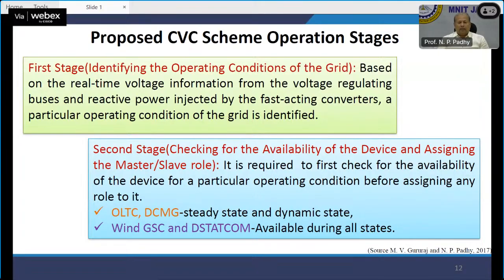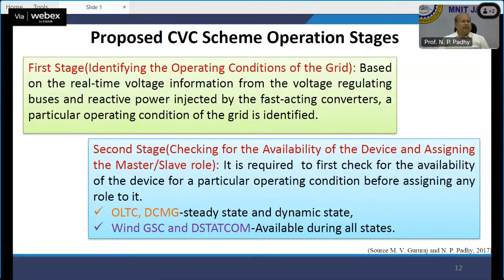So first of all, try to understand the proposed CBC scheme. The first stage is identifying the operating conditions of the grid. Based on the real-time voltage information from the voltage regulating buses and the reactive power injected by the fast acting converters, a particular operating condition of the grid is identified. So what you do? First of all, at bus number 1, bus number 5, bus number 22, you measure the voltage and decide what action needs to be taken.